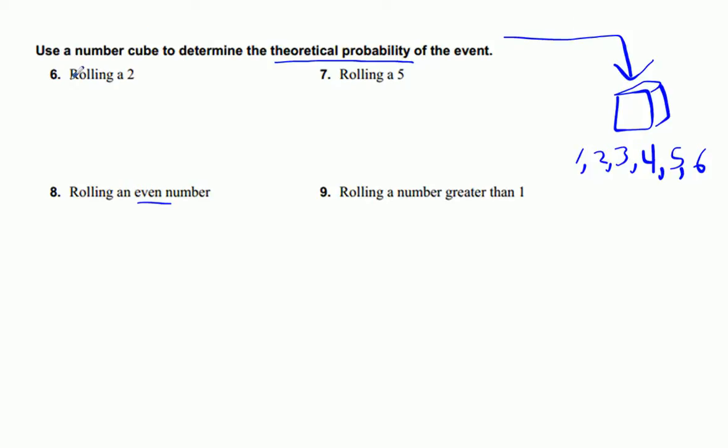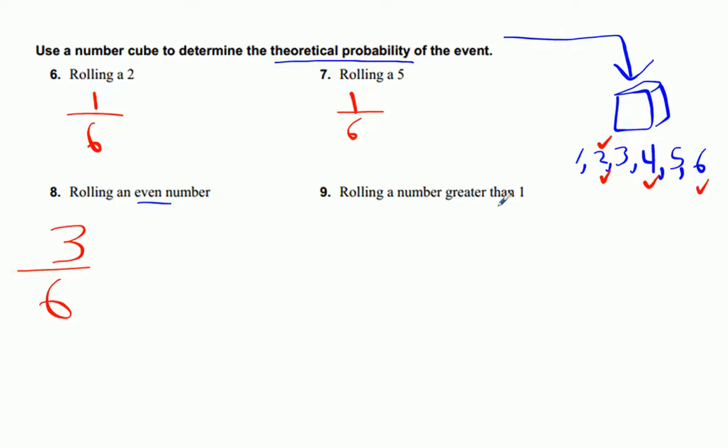All right, welcome back. So rolling a 2. There's only one 2 on my die out of 6. That's it. Rolling a 5. Again, there's only one 5 out of 6 options. An even number. My even numbers are 2, 4, 6. So those are 3 out of 6.